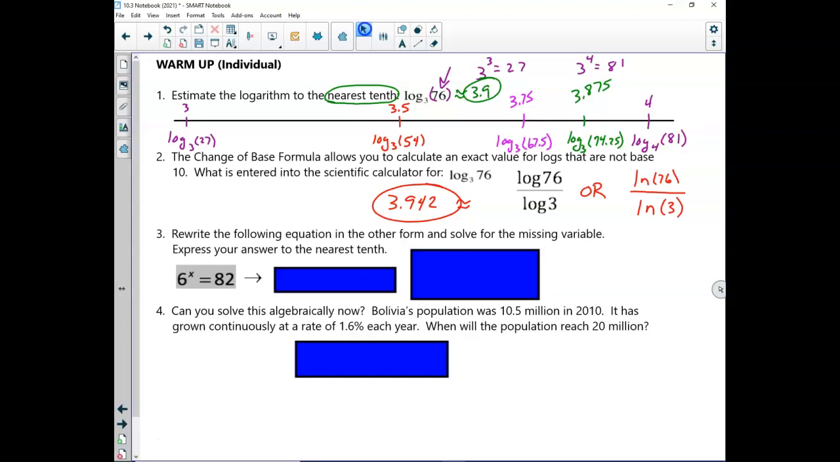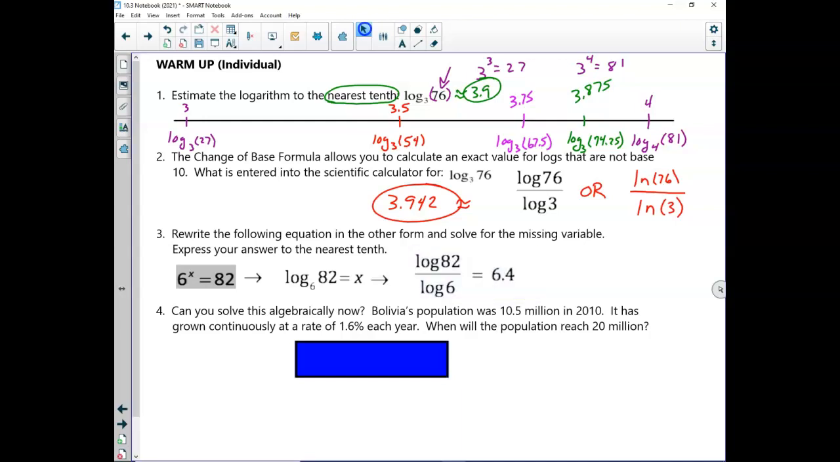So what we do is we rewrite that as a logarithm. A log base 6 of 82 equals x. And then from there, we use our change of base formula to go to our calculator. Take the log base 10 of 82 divided by the log base 10 of 6, and it equals approximately 6.4. Again, you could have taken ln 82 divided by ln 6. It doesn't matter which way you go.